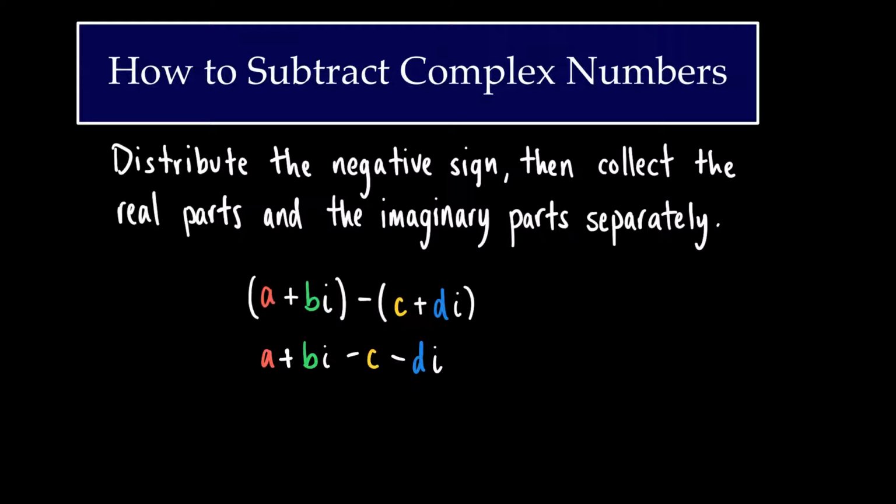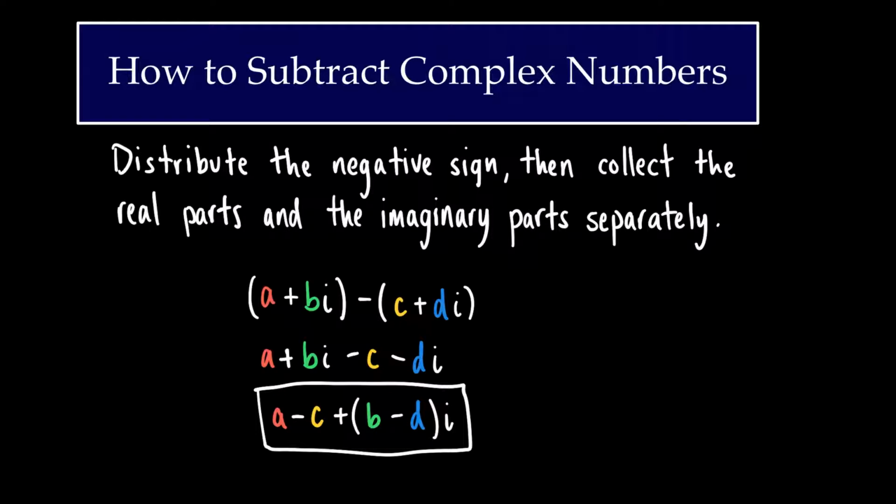This is important because when you collect these, for the real part, you're going to get a minus c. That's the real part. And then for the imaginary part, you're going to get plus, and then it's going to be b minus d times i. Okay, so this will be your final generic answer. Let's look at some specific examples.